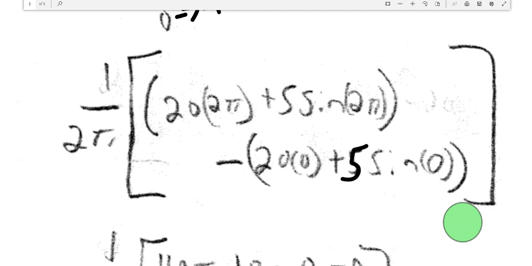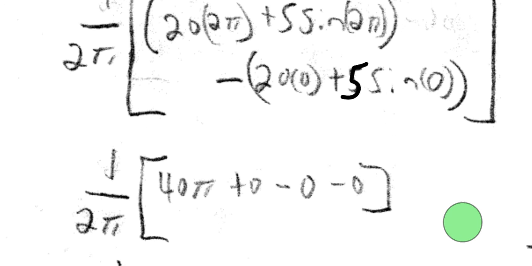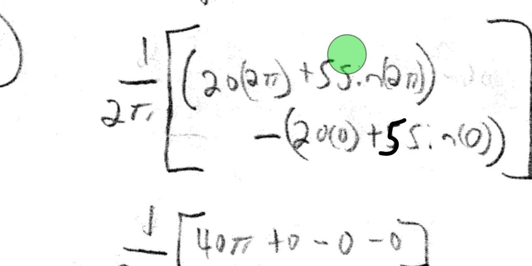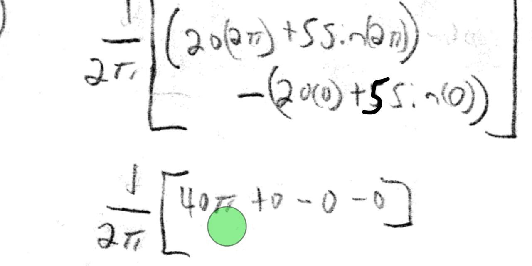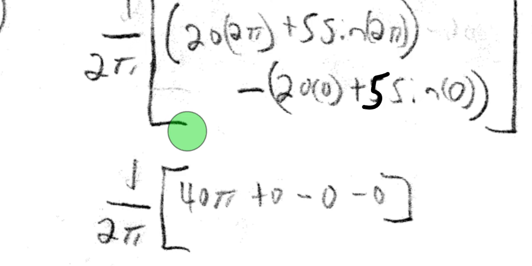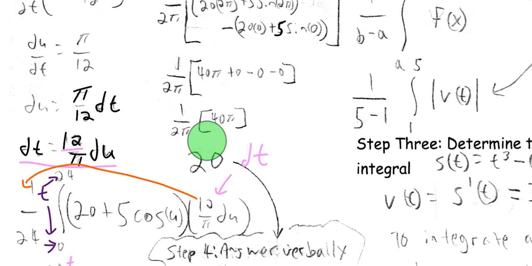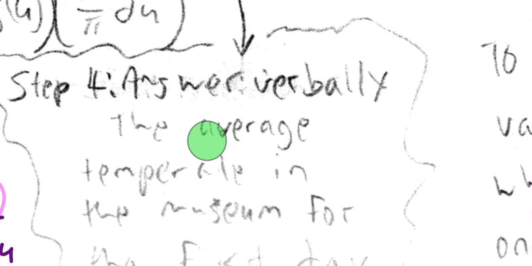Okay, so continuing along, this is going to give us 20 pi. Now sine of 2 pi is 0, so that just becomes 0. 20 times 0 is 0. And then it's minus 5 times sine of 0. But sine of 0 is just 0. So the last three things are just equal to 0 here. The first thing is 40 pi. And remember, we have the 1 over 2 pi out front, so it ends up being 40 pi over 2 pi, which is just equal to 20. Crazy, right?